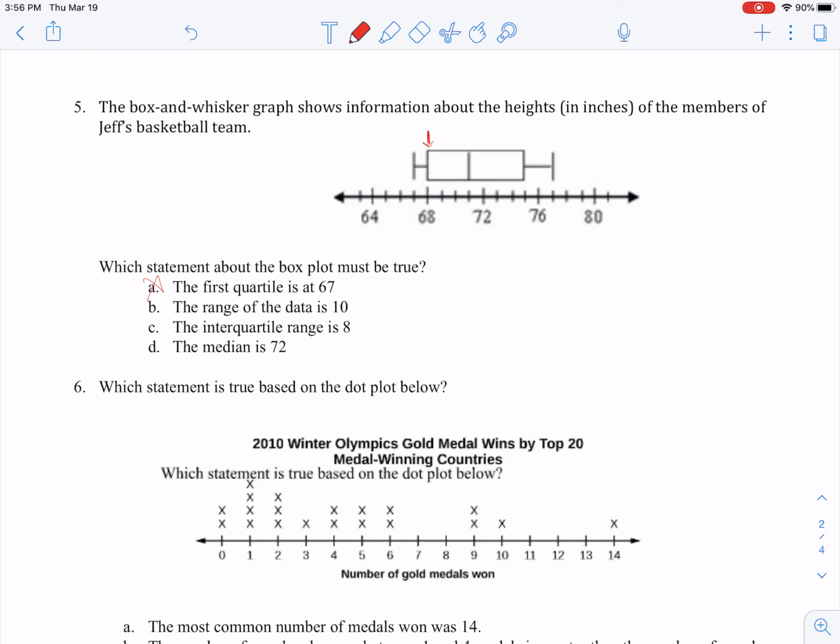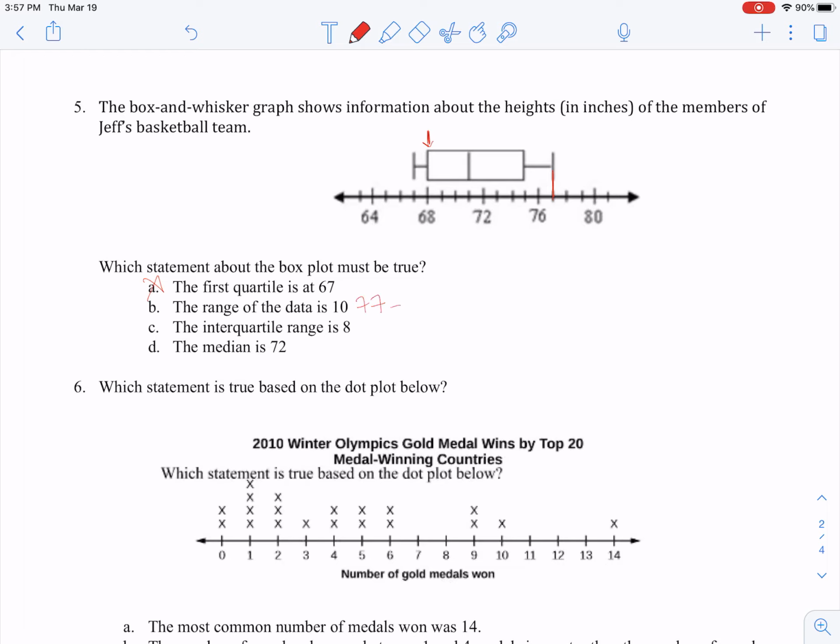B, the range of the data is 10. Well, I know that the biggest number is right there, but we need to figure out what number that would be. And it looks like we're going in intervals from 76 to 80. Each line represents 1 unit, because if you count it, it's 76, 77, 78, 79, 80. So I know it's just going by ones. And if that line is right there, it should be 77.